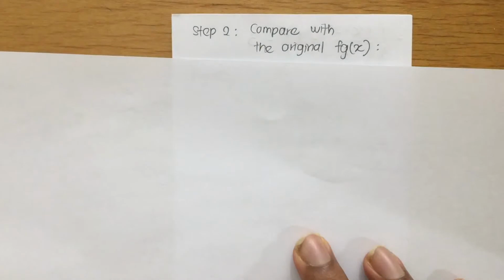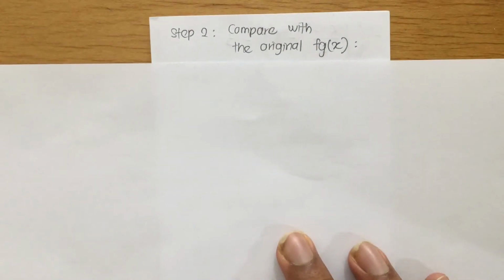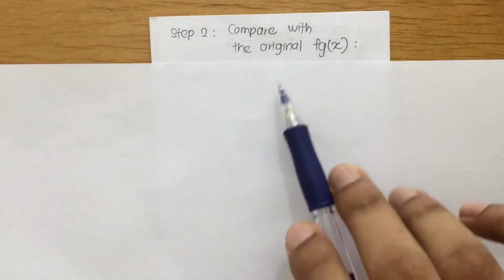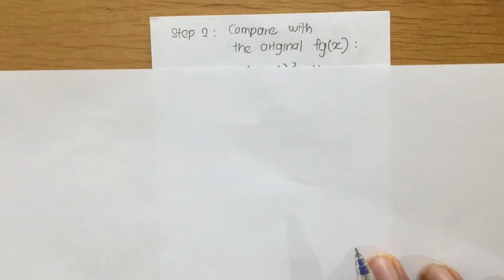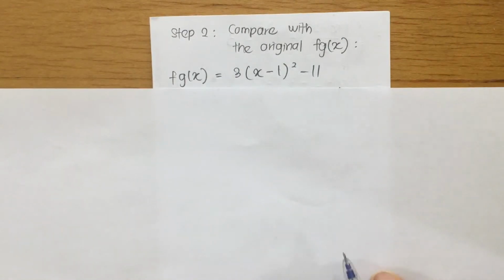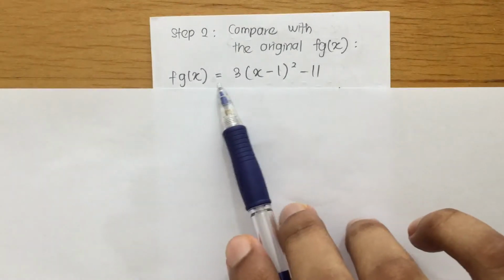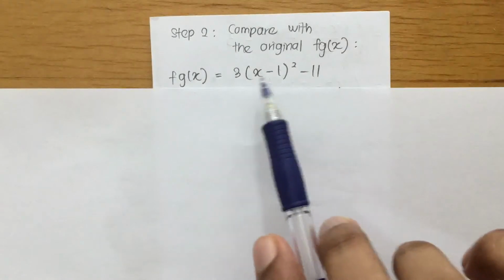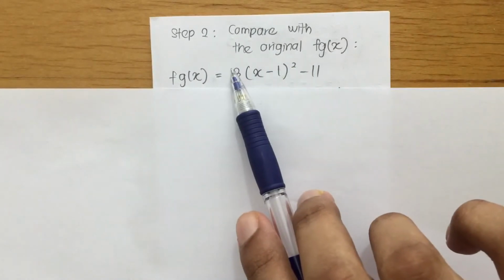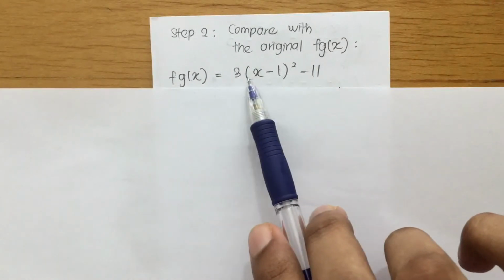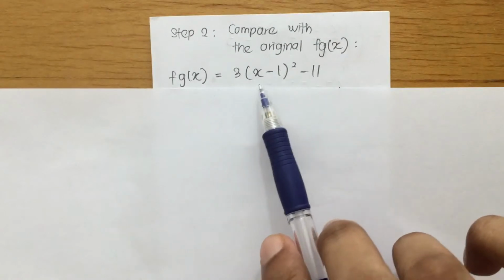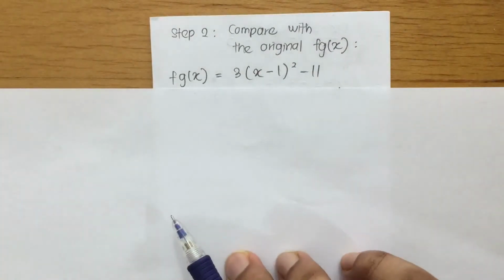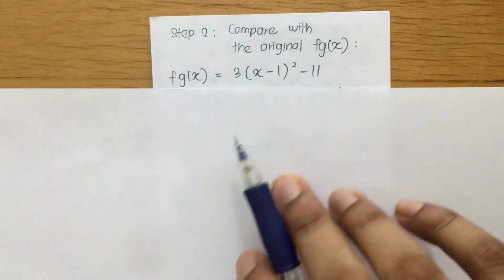Once you've already found the new fg(x), the second step we need to do is compare with the original fg(x). Let us continue. In the question they give us the original fg(x) is equal to 3 in a bracket (x minus 1) squared minus 11, but then we cannot compare straight away. So what we need to do is expand this bracket, and then come up with the quadratic expression, guys.